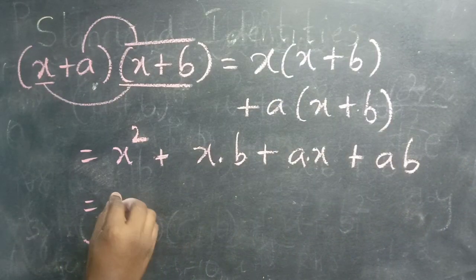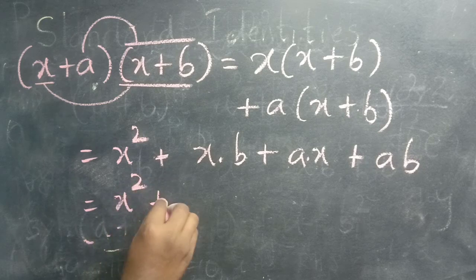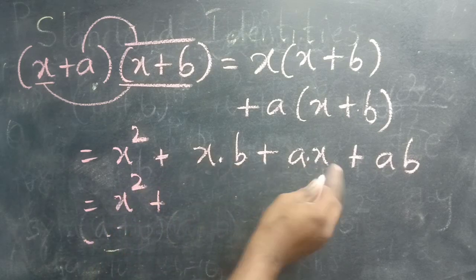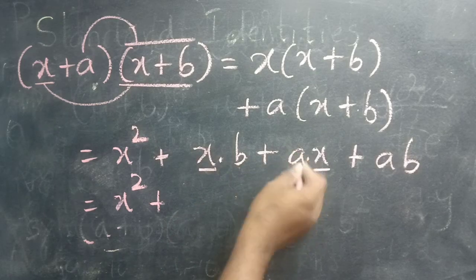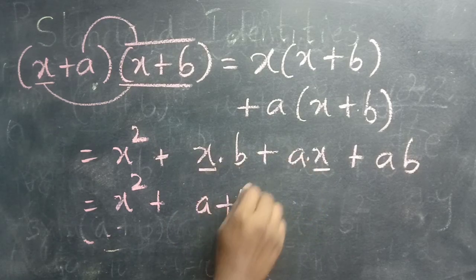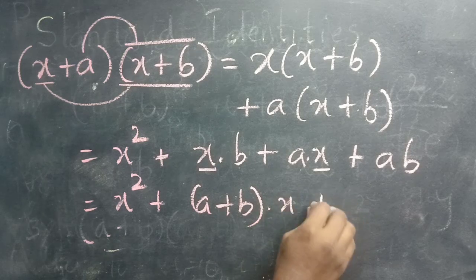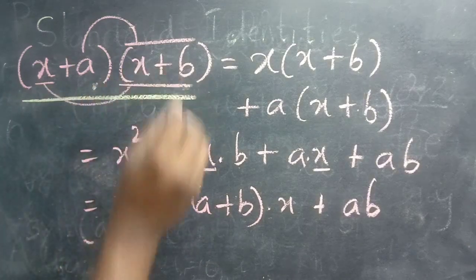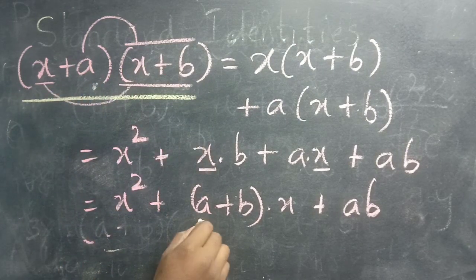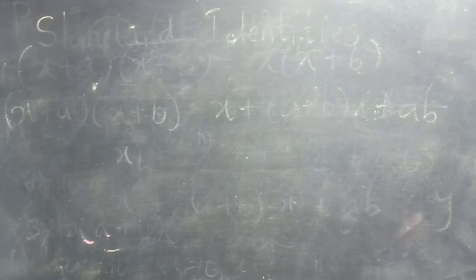Now rearranging the terms, x square plus, what is common here? x is common. If you take x, what is the remaining? b plus a, or a plus b, times x, plus ab. This is another useful identity. x plus a into x plus b equals x square plus a plus b times x plus ab. Students, we have learnt the standard identities.